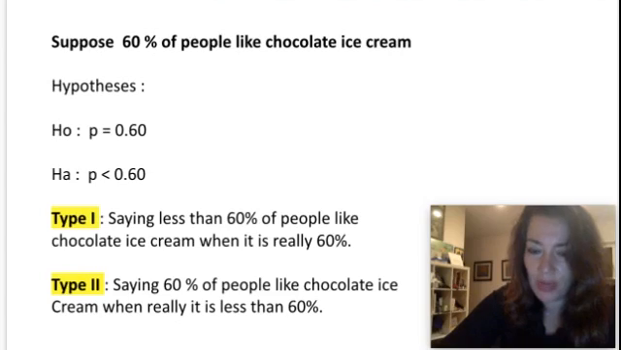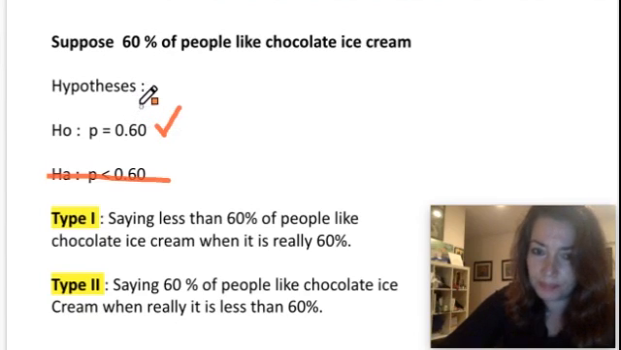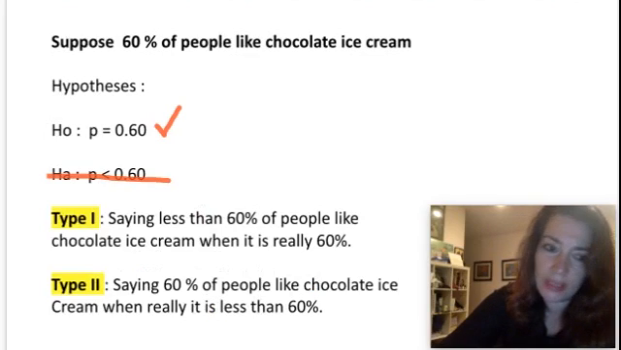Well, a type 2 error is when you fail to reject. In other words, you stick with the null hypothesis and you are basically saying that 60% of people like chocolate ice cream, but really it is less than 60%.